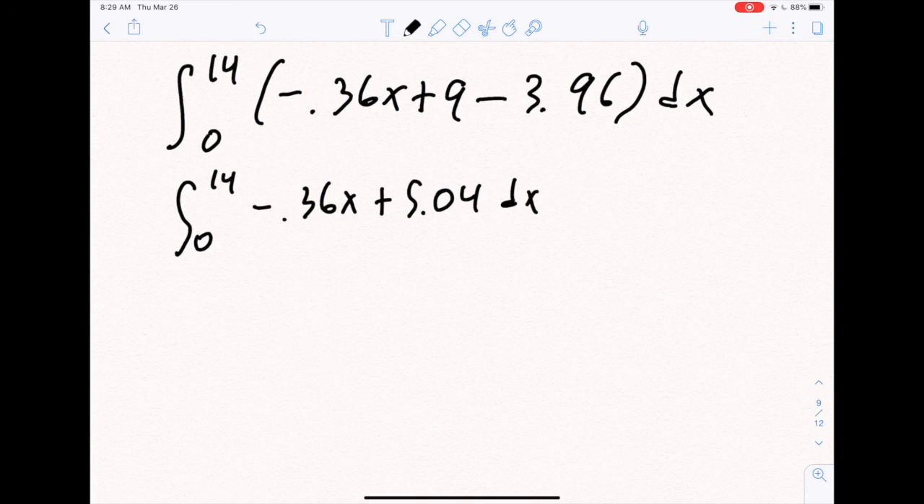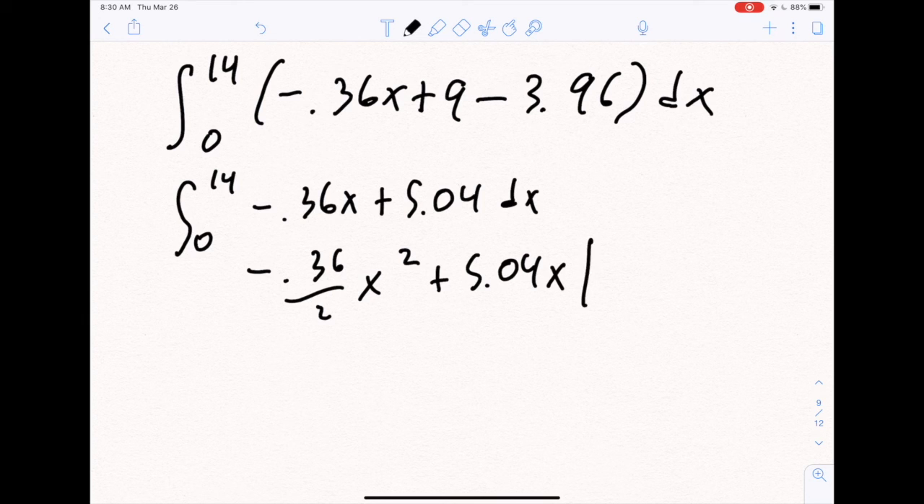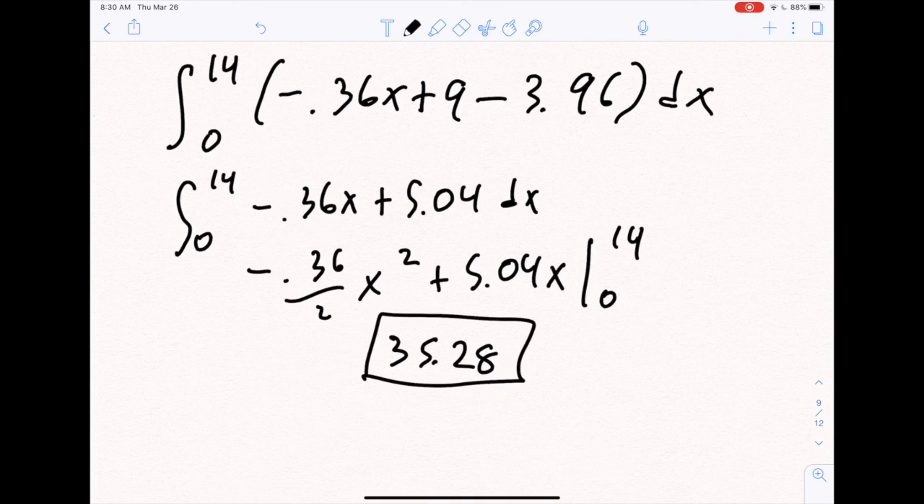And now doing our integration, we get minus 0.36 over 2 x squared plus 5.04x evaluated from 0 to 14. And this comes out to be 35.28. So that's our consumer surplus.